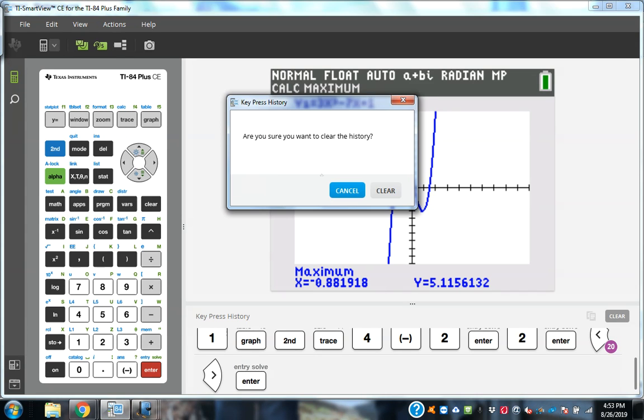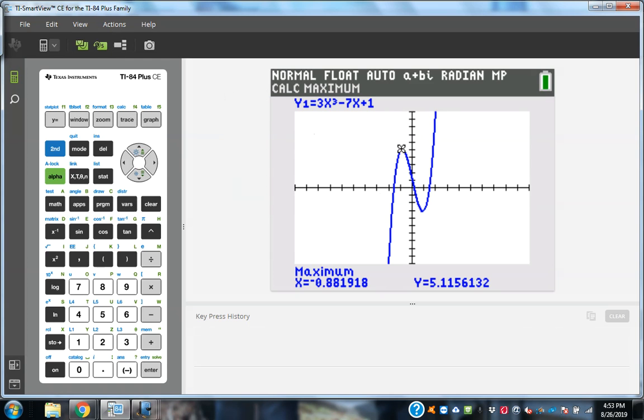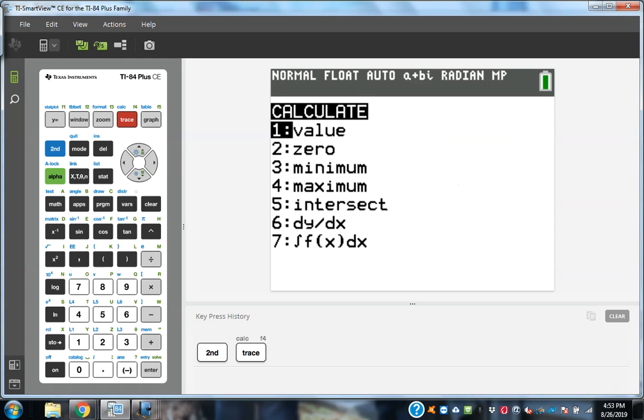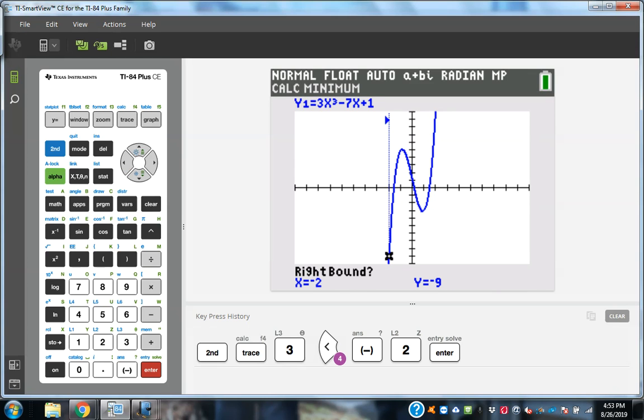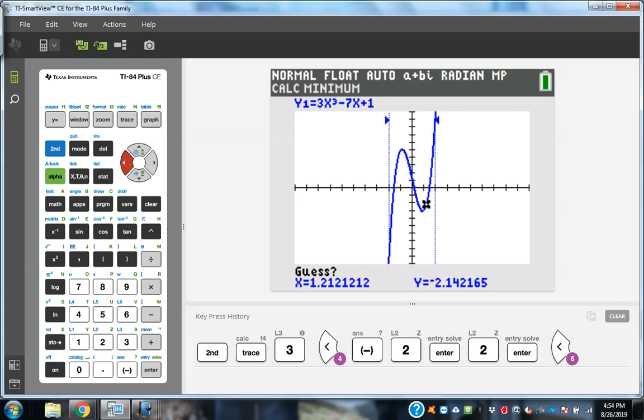Let's clear that out, so I'm going to hit second trace, and then a minimum is choice 3. So I want a left bound. I'm going to go to -2, enter, and right bound at +2, enter, because those are the same ones I used on the other one. So that seems like a good spot. It asks me to guess. I'm going to press my arrow and get it down there close to where that is. That's pretty close. We'll hit enter, and it tells me that it's at positive 0.882 and negative 3.116.